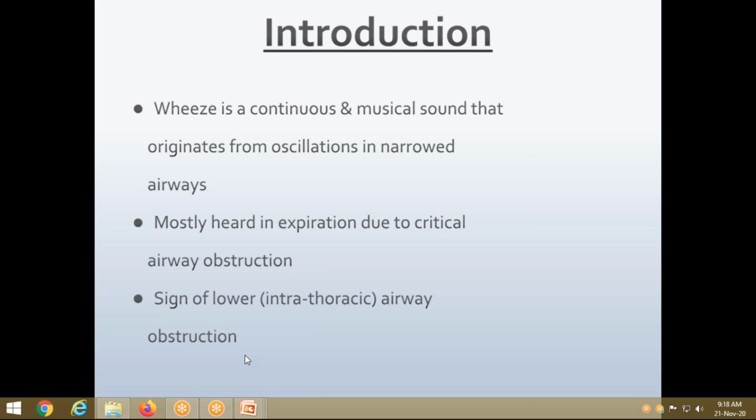So during your clinical presentation in your OPDs, when you are approaching a child with any abnormal respiratory sounds like wheeze or crepitations or stridor, one must know what it is and why it is produced. Wheeze is a sound produced due to intrathoracic airway obstruction. Stridor is due to extrathoracic airway obstruction. Stridor could be inspiratory or expiratory. Wheeze is mostly heard in expiration. That doesn't mean it is not heard in inspiration, but it is mostly heard during the expiration phase. That is very important.